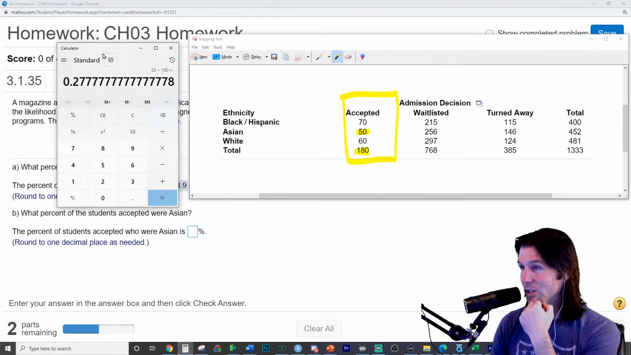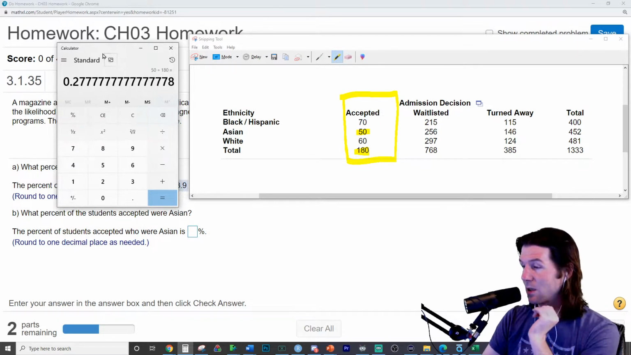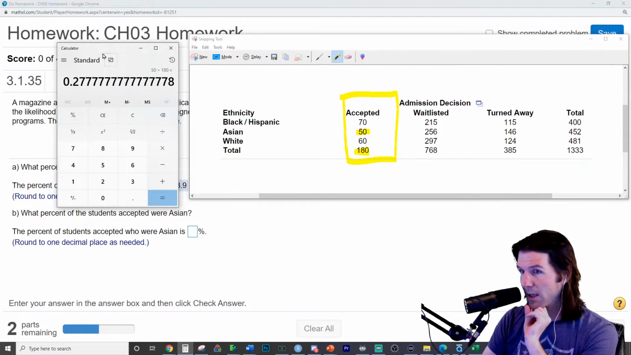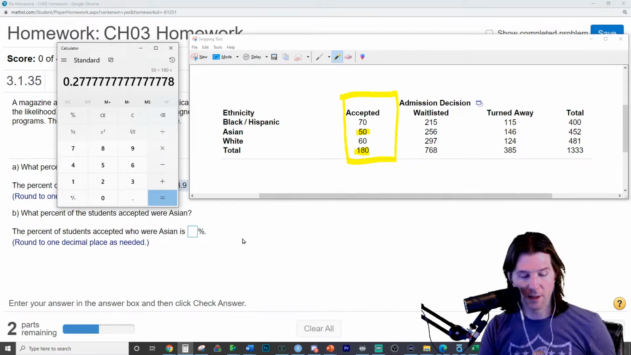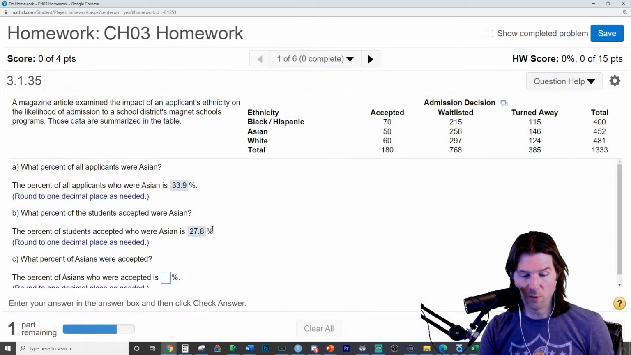So this is a conditional display. Yeah, I was really bad at estimating that. This is a conditional display because it sets a condition. Does that make sense to everybody? This is a conditional display. The percent of students accepted who were Asian: given someone was accepted, what's the probability they are Asian? We're just going to go ahead and round this to 27.8. We're going to break my rules there.